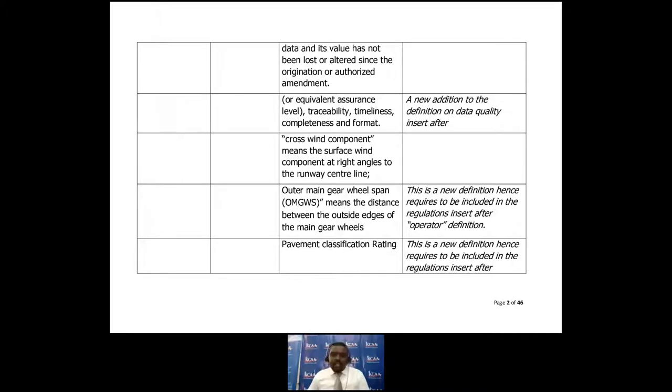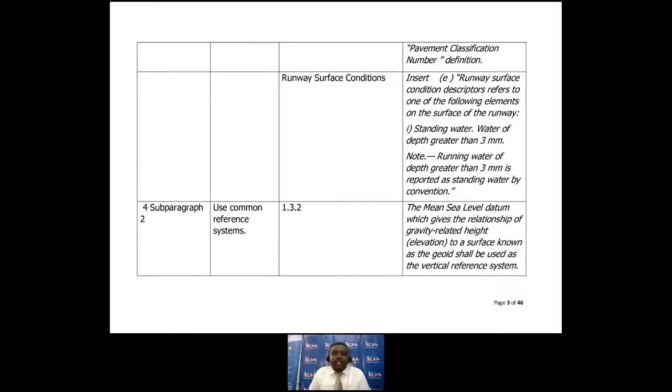Then we have the definition on pavement classification rating. As I said earlier, we are expecting to have a change of the reporting of pavement strength come 2024, where we'll move from ACN PCN to ACR PCR. That's why we introduced that definition, pavement classification rating. Then I had said that we are to have a new standard that is coming into force in the month of November this year. And so we have a new definition also on runway surface condition. So that was introduced.